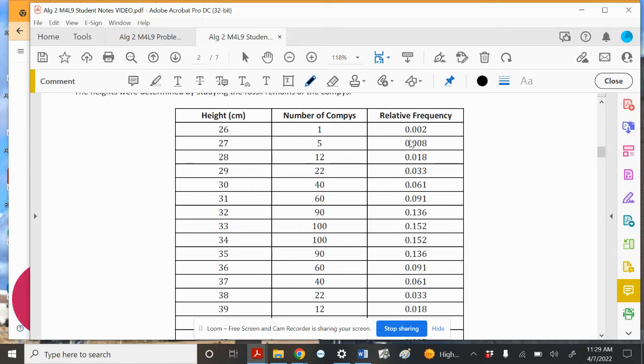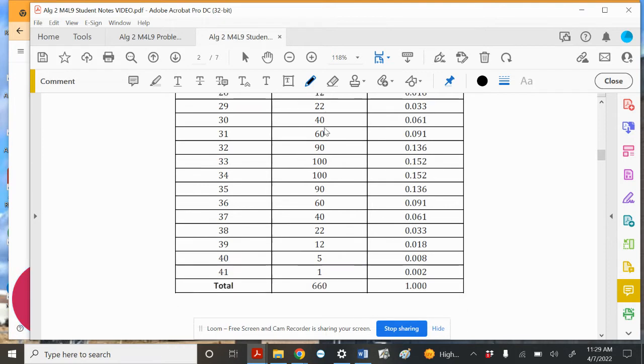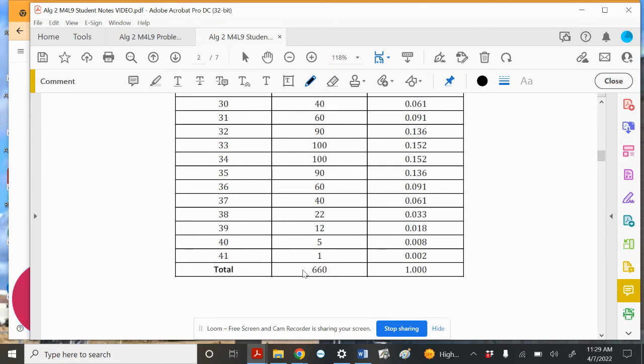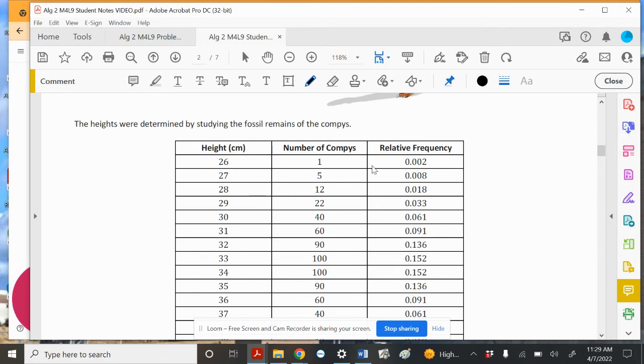We calculate that by dividing 1 by the total number of compies or fossils that we found, which is 660. So that would be 1 divided by 660, 5 divided by 660, 100 divided by 660, 90 divided by 660, and so on. That gives us our relative frequency. So that's the data that we are given.